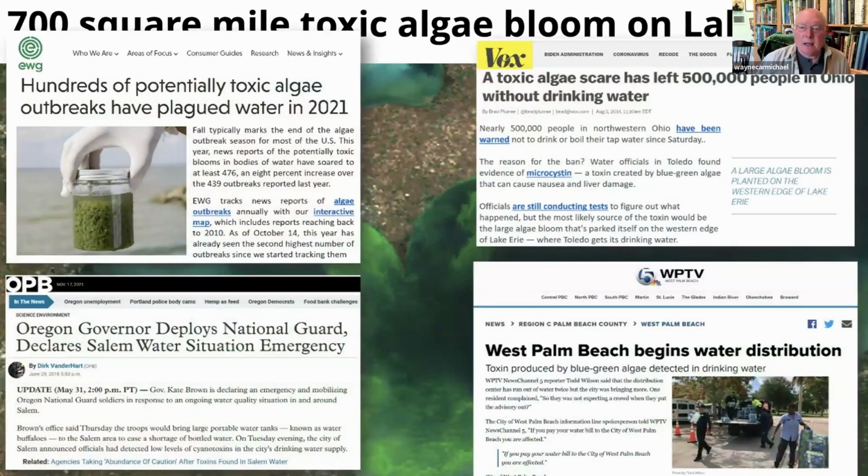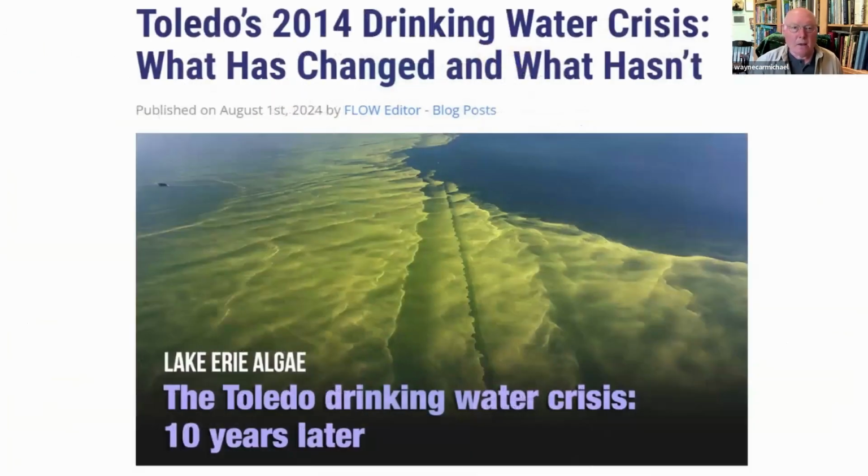But along those same lines, other places were experiencing blooms, including here in Oregon. Our water supply for the capital city of Salem was shut down. West Palm Beach had water distribution problems, and of course, top right, that bloom in Ohio. So the question to be asked is, following that water quality crisis in 2014, what has changed and what hasn't?